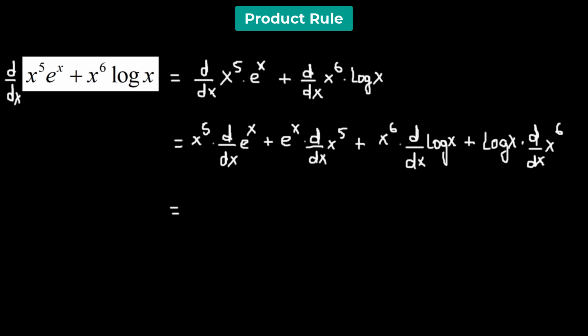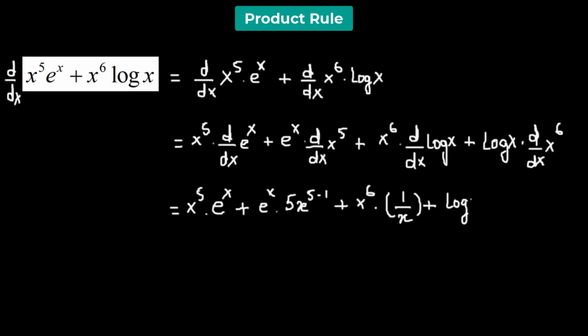So that will be equal to x raised to the power of 5 times the derivative of the exponential function, which gives us the function itself, plus e raised to the power of x times the derivative of x raised to the power of 5, which will be 5 times x raised to the power of 5 minus 1, plus x raised to the power of 6 times the derivative of the natural log of x, which is 1 over x, plus log of x multiplied by 6x raised to the power of 6 minus 1.